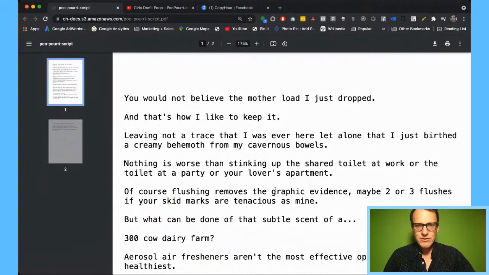So from here, we now have a problem solution lead. What's the problem? Well, I've got a solution for you. What's the problem? Nothing is worse than stinking up a shared toilet at work. And with problem solution leads, so yesterday we talked about promise leads. Today, problem solution leads are all about empathy, where you're showing people that you fully understand the problem that they're going through.